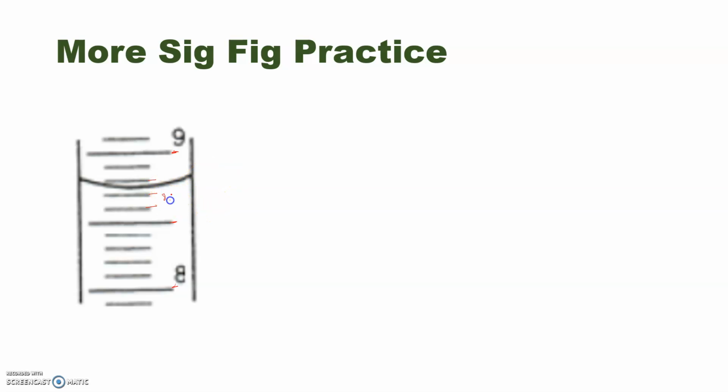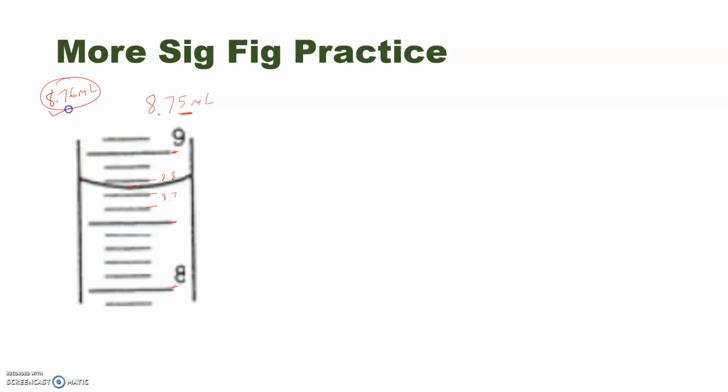So I know it's between 8.7 and 8.8. So I know it's 8.7 something. That 8.7 something, I'm going to guess, it looks like it's about halfway. 8.75, and we'll just say milliliters because it looks like a graduated cylinder here. Again, if you have 8.76, you thought it was 8.76, that's fine. I'm not worried about that.